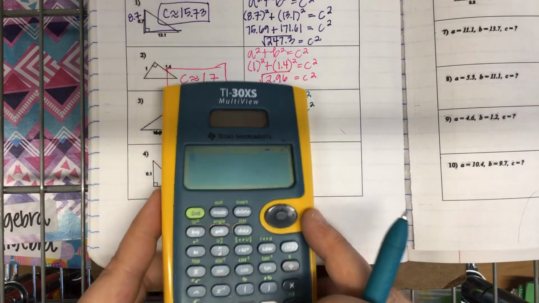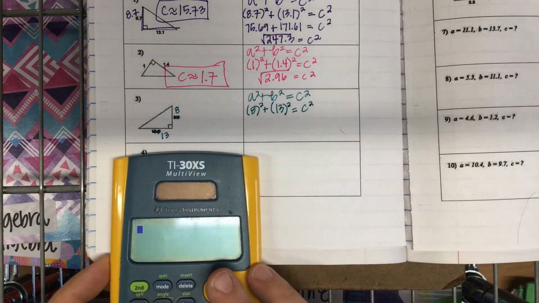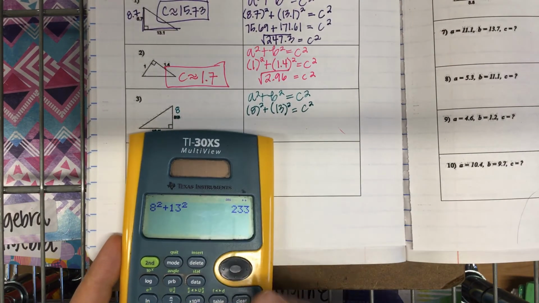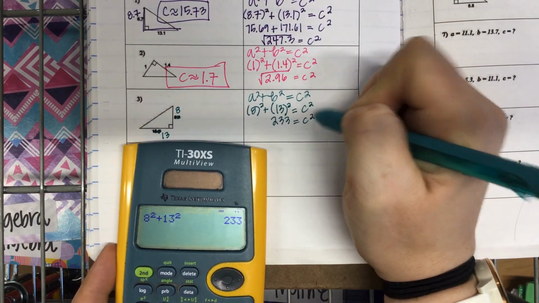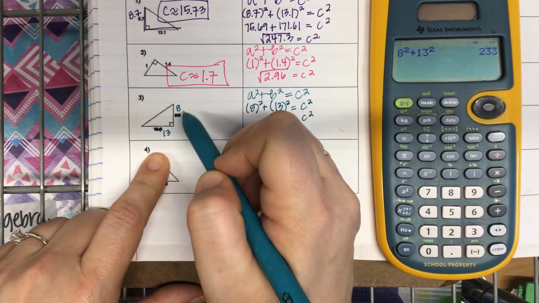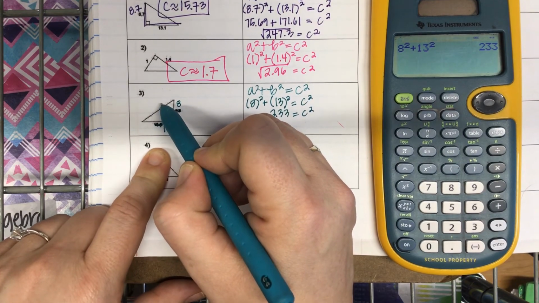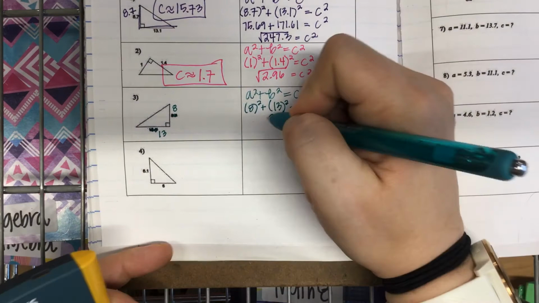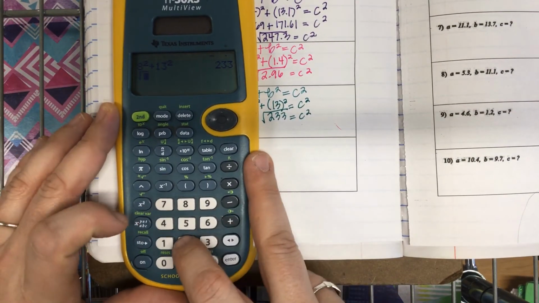Simplify and solve can go in the same step because these numbers are on the same side. 8 squared plus 13 squared equals 233. And it always helps to think to ourselves, okay, if this is 8 and this is 13, can this be 233? No, that doesn't. Oh, I forgot my last step. What's my last step? Square root. So I'm going to do the square root of 233.